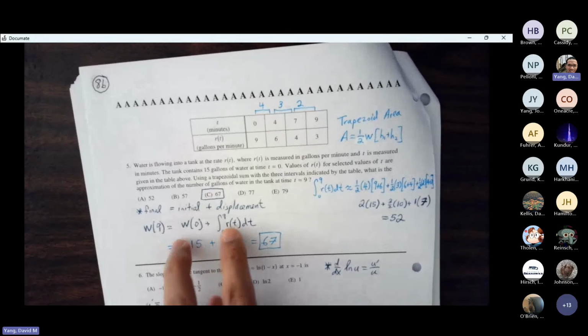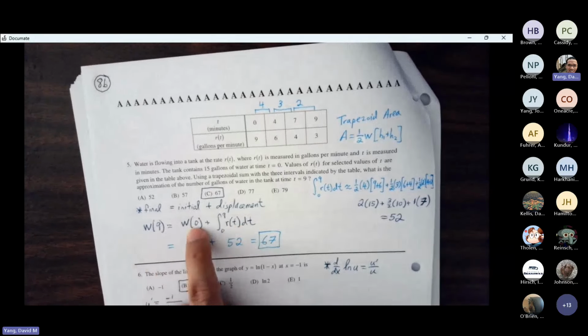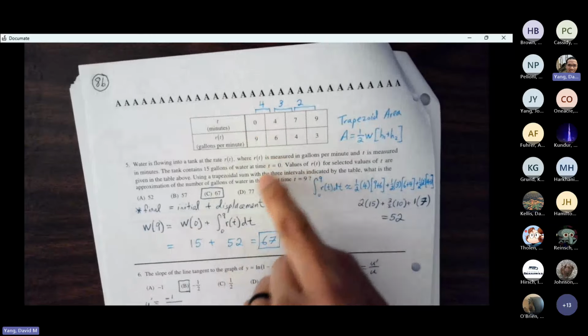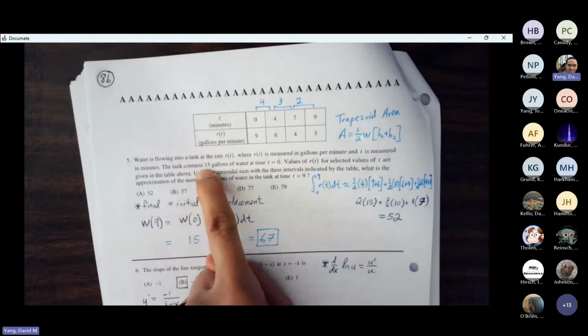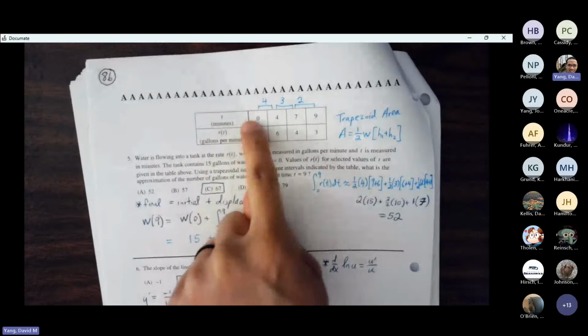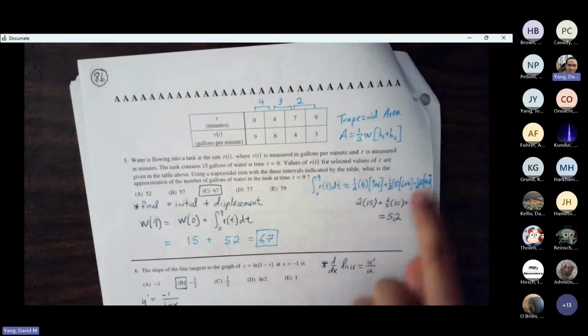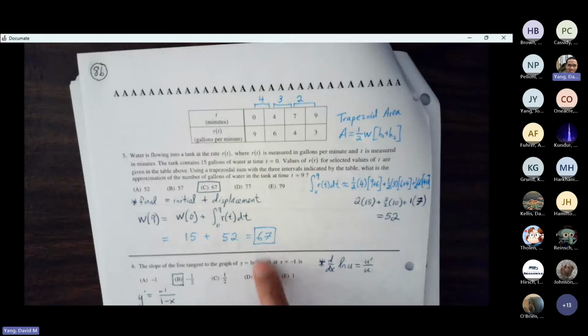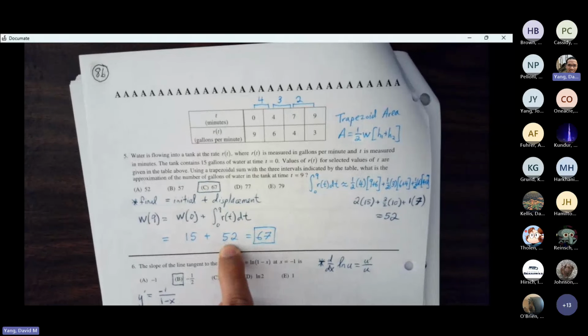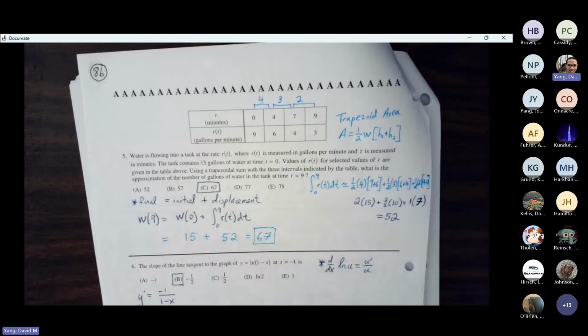So initial plus displacement: W of 9 equals W of 0 plus the accumulation. We know W of 0 is 15. They tell us there's 15 gallons to begin with. And if we accumulate the gallons per minute over the 9-hour period using 3 trapezoids, then we're going to accumulate 52 gallons in that 9 hours. So we start at 15, we add 52 gallons, we get 67.